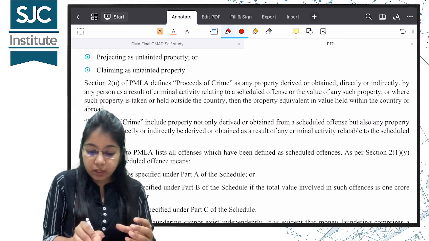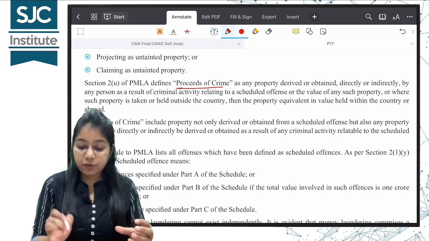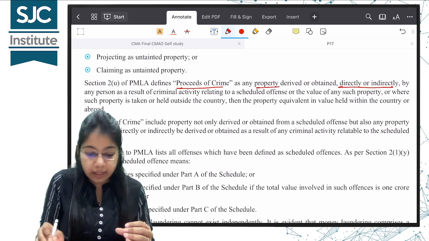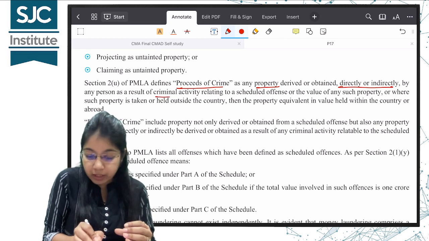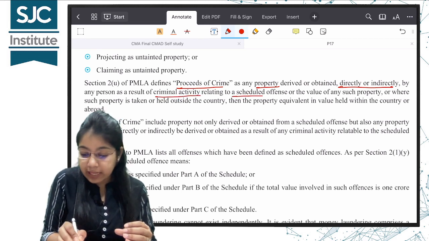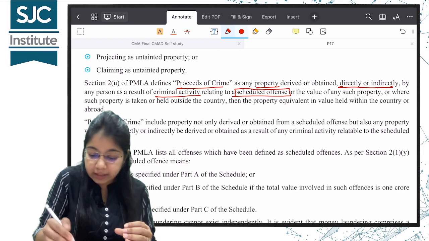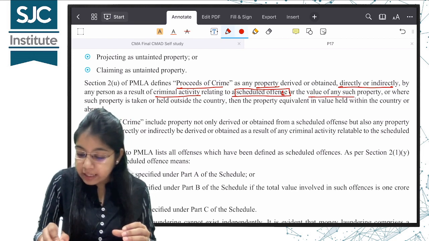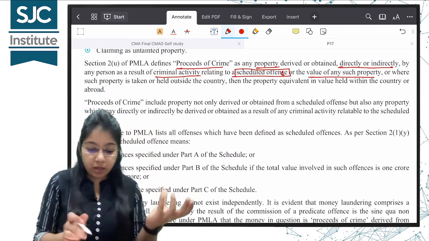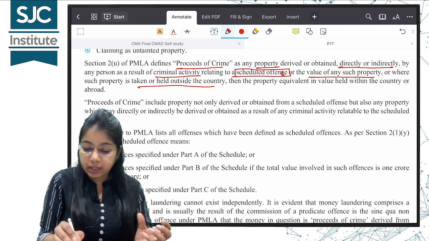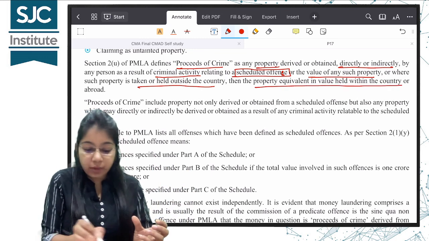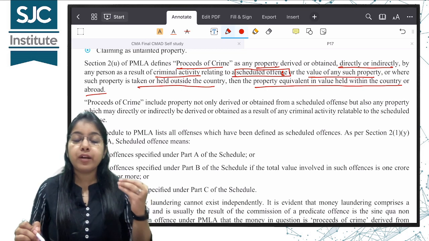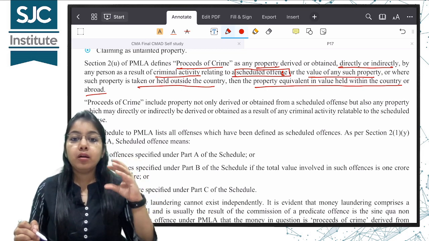Okay, let's first study what does proceeds of crime mean. Proceeds of crime mean any property derived or obtained directly or indirectly by any person as a result of criminal activity relating to a scheduled offence. Correct the spelling of offence, it will be CE. Offence, or the value of any such property, or where the property is situated outside India, is held outside the country, then the property equivalent in value held within the country or abroad. So, proceeds of crime, what does it mean? If I say in short, any property.